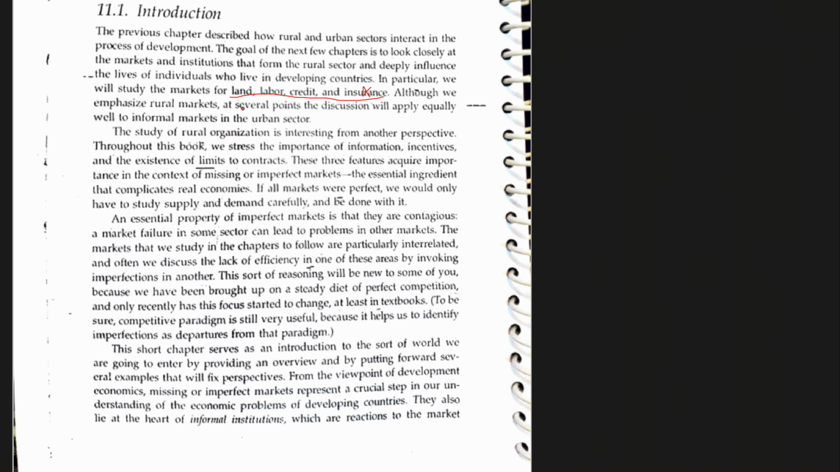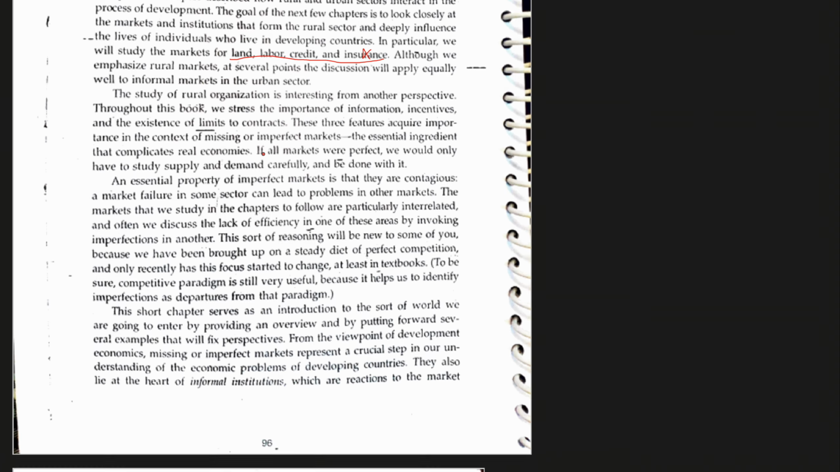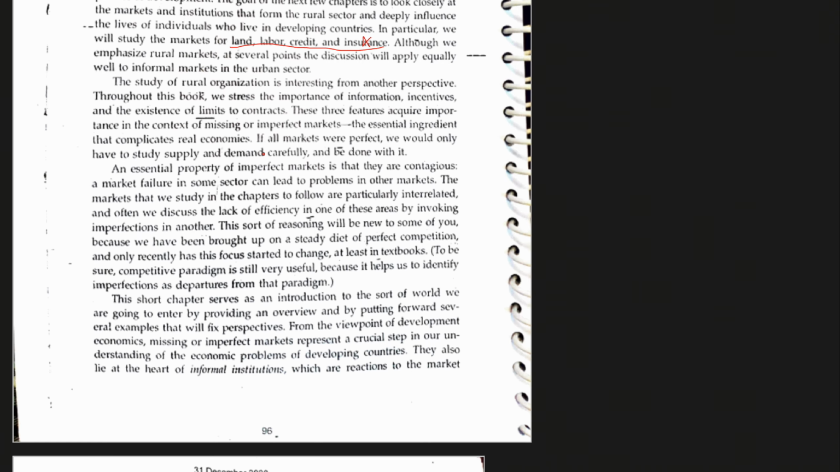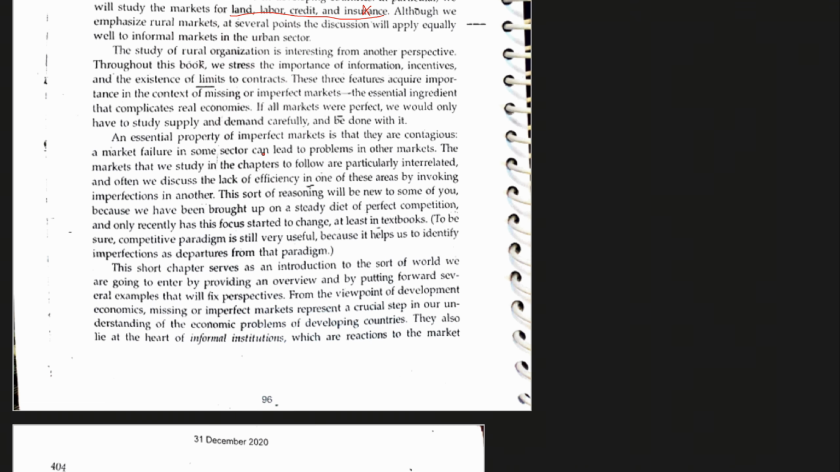We're going to study all these in the later parts of this course that follow this introduction. Although we emphasize rural markets, at several points the discussion will apply equally well to informal markets in the urban sector. The study of rural organization is interesting from another perspective. Throughout this book, we stress the importance of information, incentives, and the existence of limits to contracts. These three features acquire importance in the context of missing or imperfect markets.